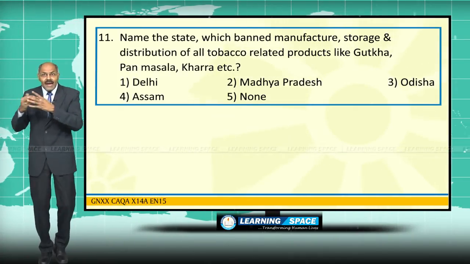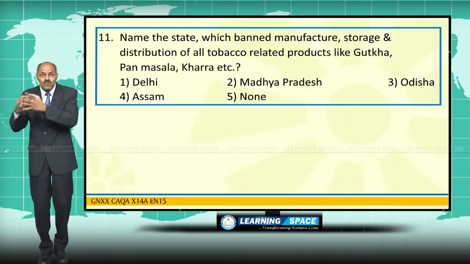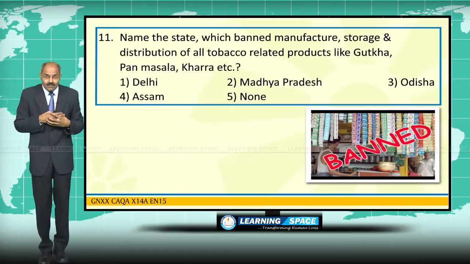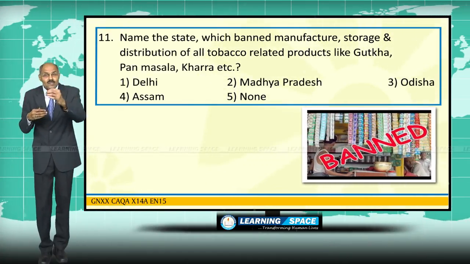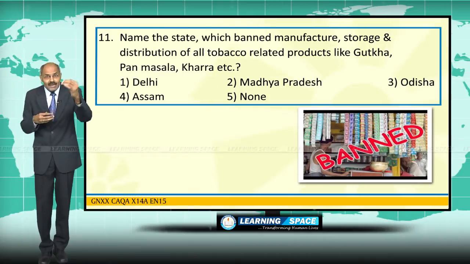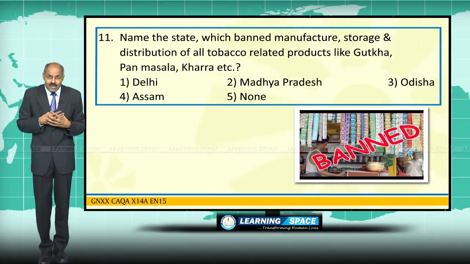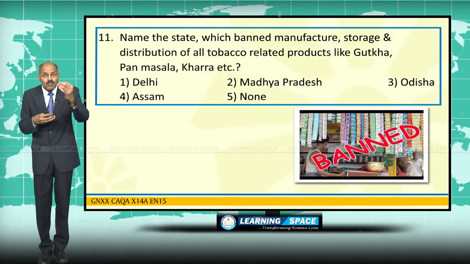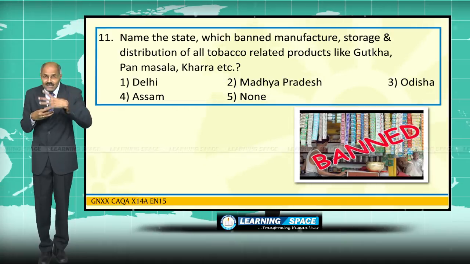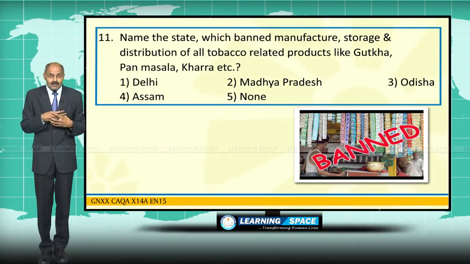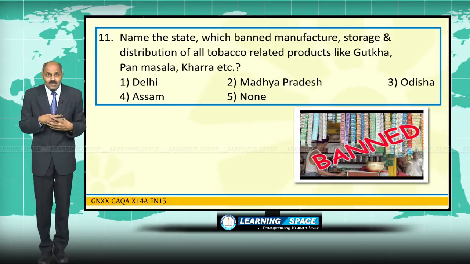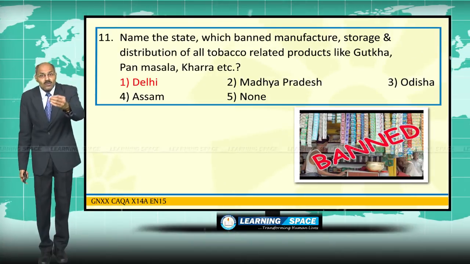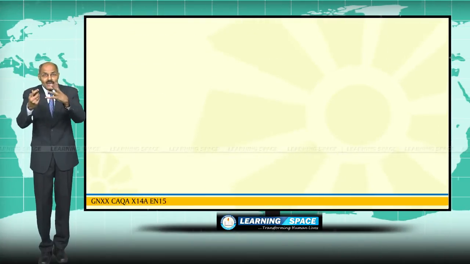Name the state which banned manufacture, storage and distribution of all tobacco related products like gutka, pan masala and khara. These products were banned recently by Delhi. We discussed last week that Maharashtra recently made selling of tobacco related products like pan masala or gutka a non-bailable offense. Now Delhi government banned manufacture, storage and distribution of tobacco related products. Look into the next one.